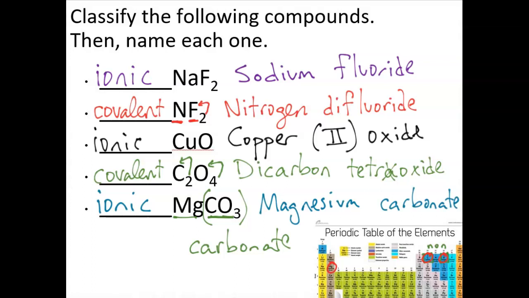Okay, so ask yourself, is it a metal plus nonmetal or 2 or more nonmetals? If it's a metal plus a nonmetal, you do not use prefixes. If it's 2 or more nonmetals, you do use prefixes. If you have a transition metal, like in number 3, you need to indicate its charge with a Roman numeral. And if you have more than 2 elements, like in number 5, we had 3 elements, you know that you've got a polyatomic ion involved, so you need to look up your polyatomic ion.